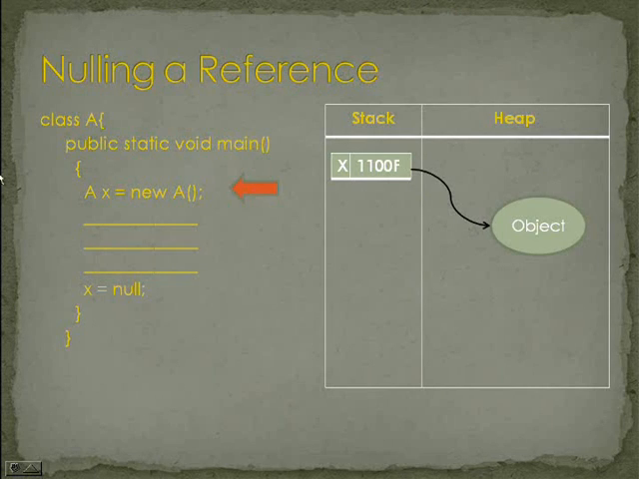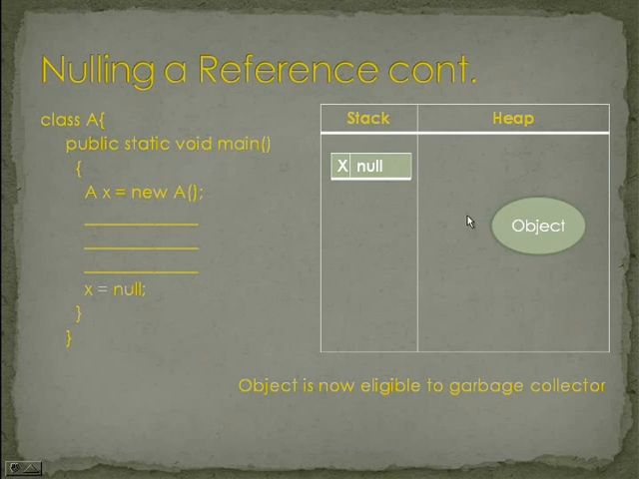If we consider this code, the X object is created. After a certain point of time, X is equal to null. So what happened to the object? There is no reference from the stack to the object. Therefore, the garbage collector has a chance to collect that object.